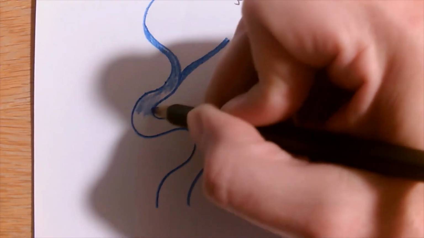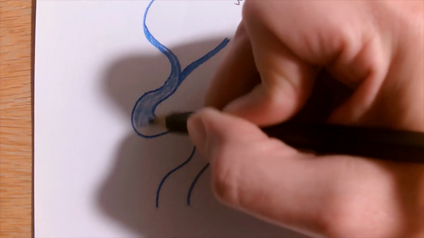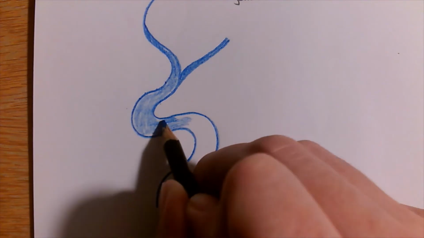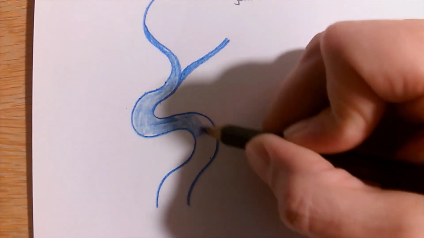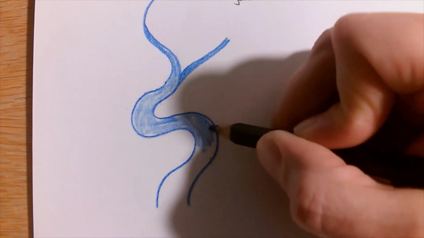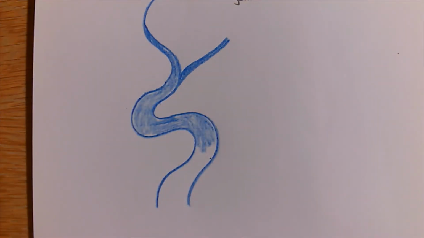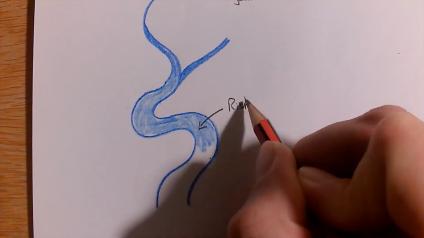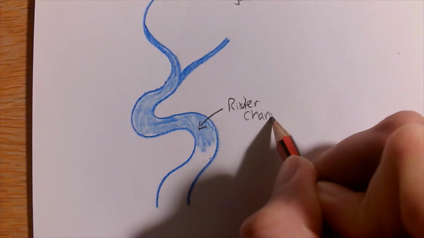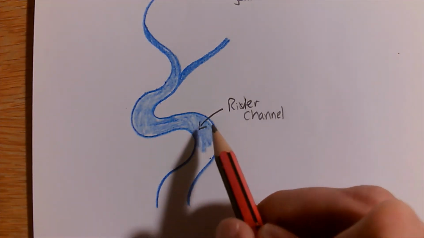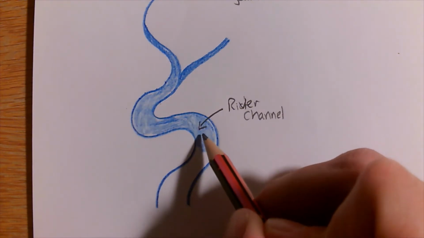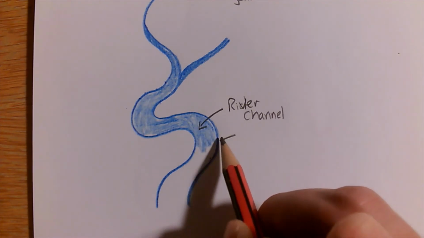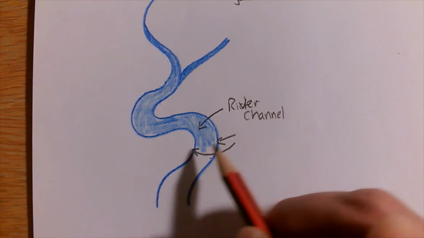So let's have a look at some of these features that we've got shown on this bottom section of my diagram. The first thing to point out is, what do we actually call this bit that the river is in? So the name for that is the river channel. River channel. And that is the landform that contains the water of the river. And you'll find that river channel between two banks.